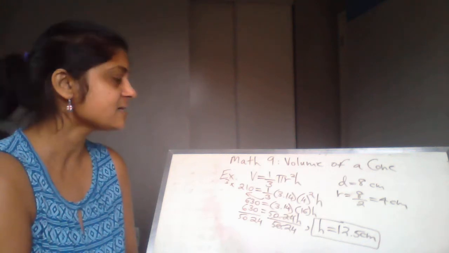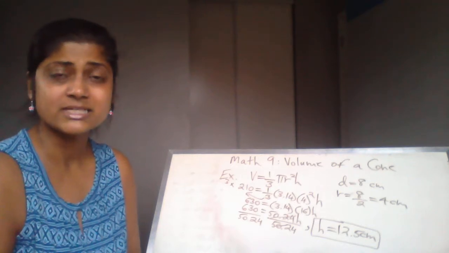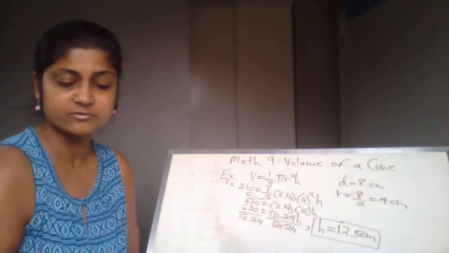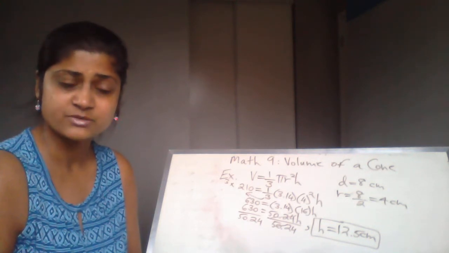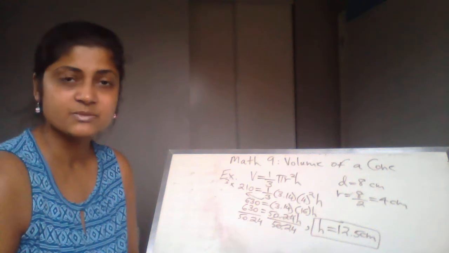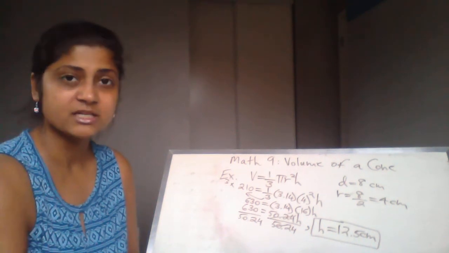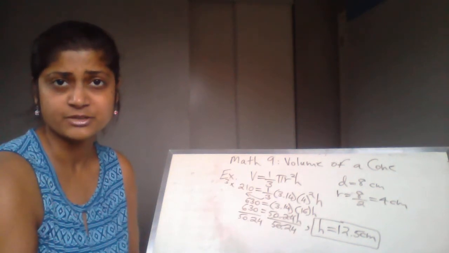And at the same time, for each of these questions, make sure you are writing a concluding sentence. So say for this one, I would write: the height of the conical firework is approximately 12.5 centimeters. The reason I'm writing approximately, again, is basically it's a decimal, and I've decided that I'm rounding it to the tenth of a centimeter here.